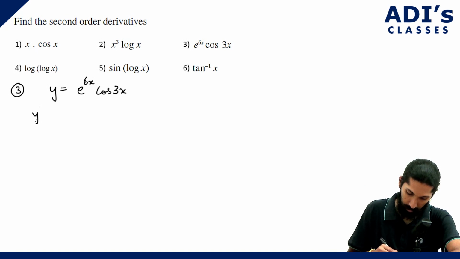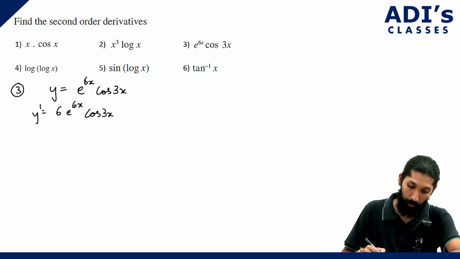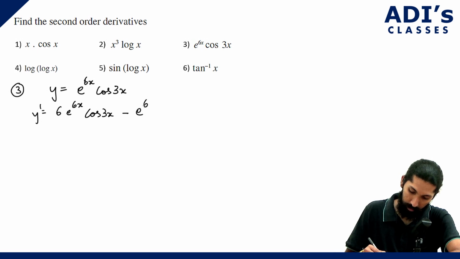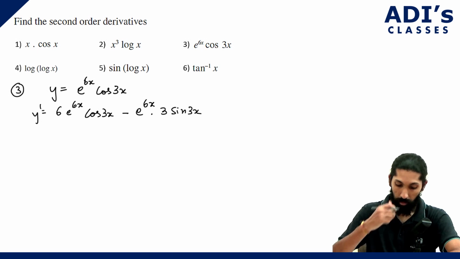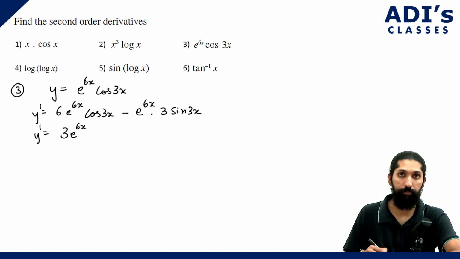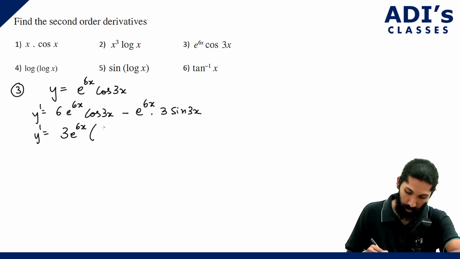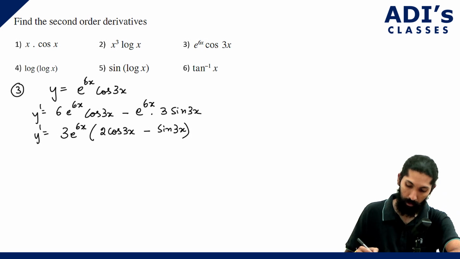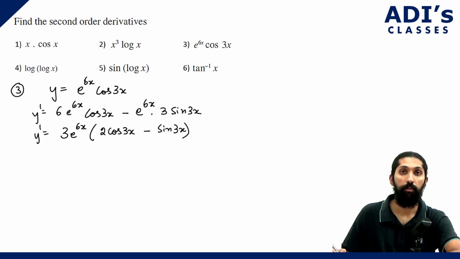Y dash, first 6 e power 6x into cos 3x, right? Minus e to the power of 6x into 3 sine 3x. Now you can further simplify this. That means you can take 3 e power 6x as common. So if you take this as common, you'll get 2 cos 3x minus sine 3x. See, this is going to be y dash value, correct?